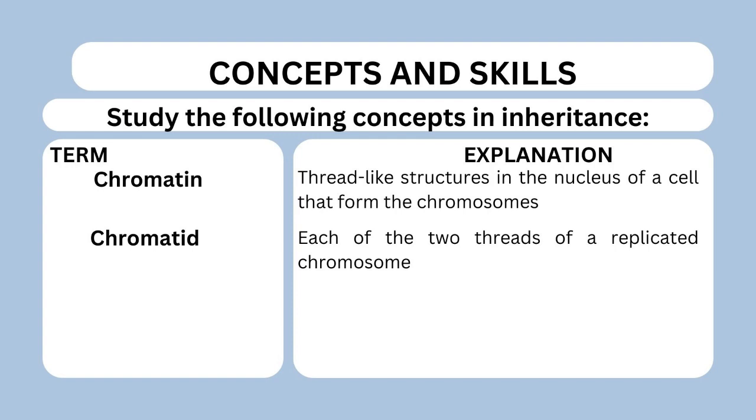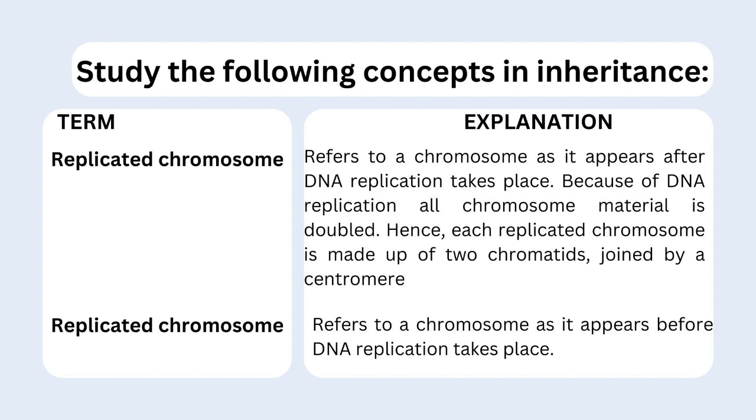Concepts and skills. Study the following concepts in inheritance. Term explanation. Chromatin: thread-like structures in the nucleus of a cell that form the chromosomes. Chromatid: each of the two threads of a replicated chromosome. Replicated chromosome refers to a chromosome as it appears after DNA replication takes place. Because of DNA replication, all chromosome material is doubled. Hence, each replicated chromosome is made up of two chromatids joined by a centromere.